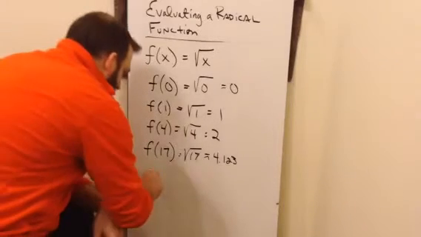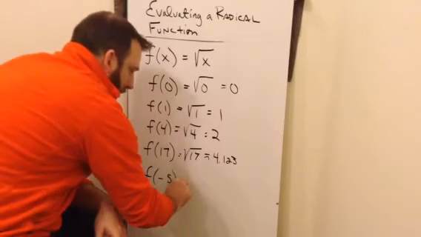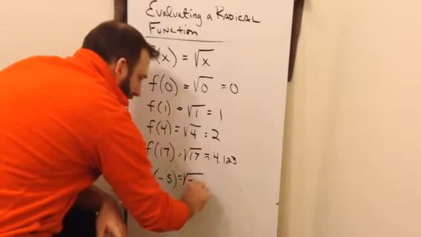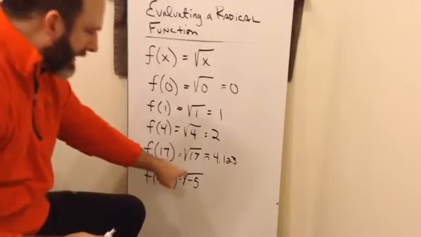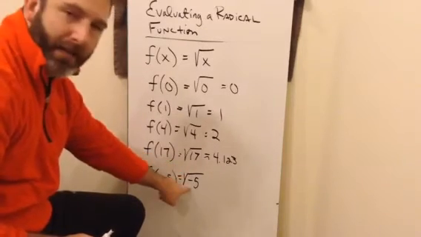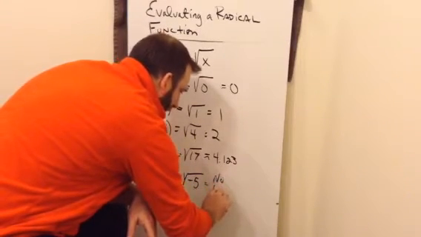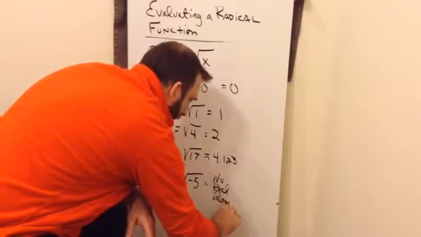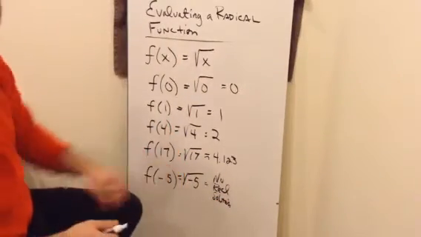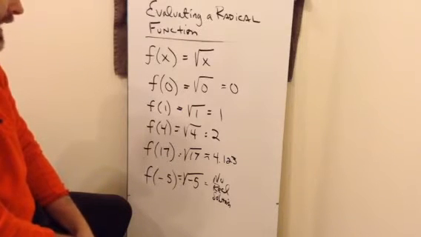What about f of negative 5? Well, if I look at that, I get the square root of negative 5. Hopefully you're saying that you realize that's an even index, that's a negative radicand. This is a no real solution. There are no two numbers in the real number system that I can multiply together to get the negative 5.